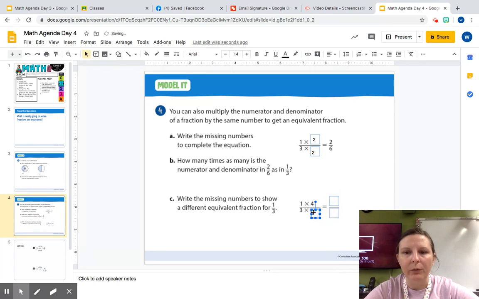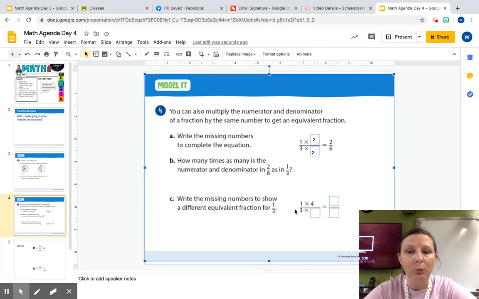Okay, so what we're going to do is this says write the missing numbers to show a different equivalent fraction for 1/3. Okay, so we're looking right here at this 1/3, right? So we want to create an equivalent fraction. Well, we've already got started part of the way right here. Okay, so I'm going to do the first part with you, and then I want you to try the second part, and then we'll go over it together.